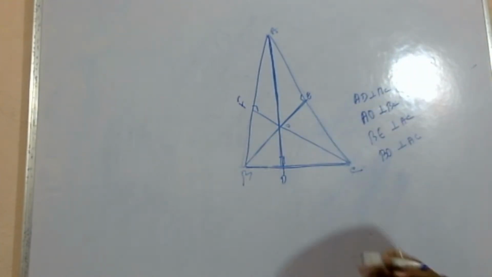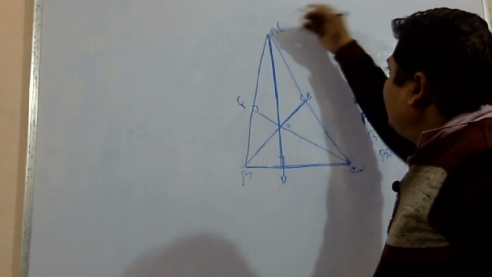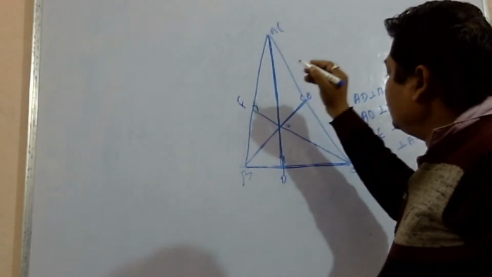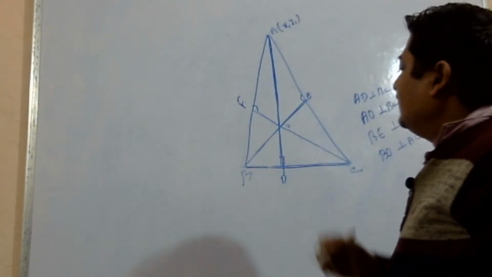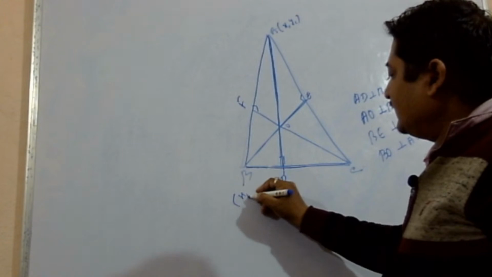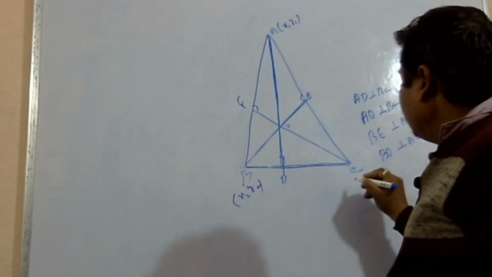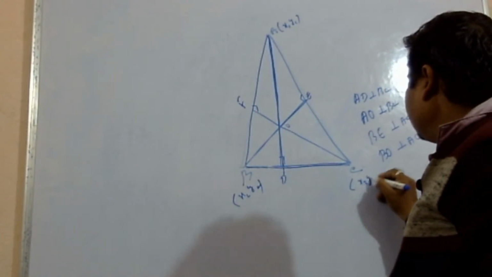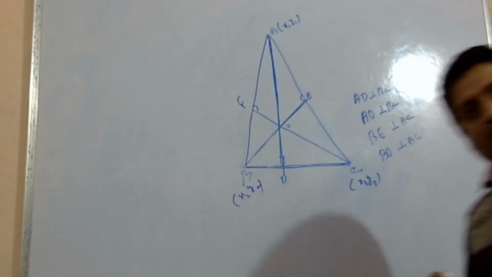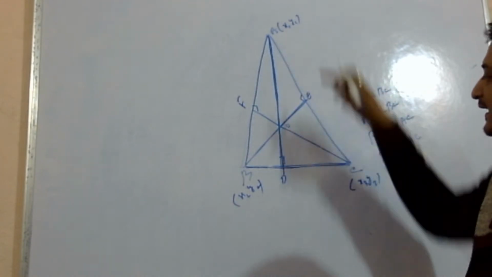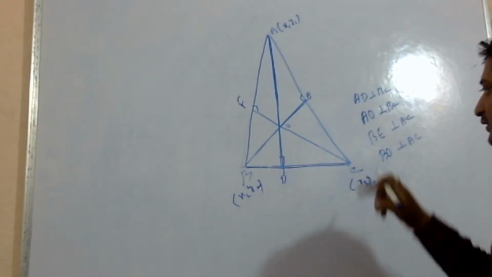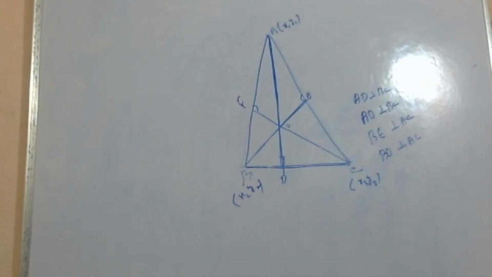Now ABC is a triangle. I am taking any vertex A with coordinates x1, y1, B with coordinates x2, y2, and C with coordinates x3, y3. Okay. Now you see, AD is perpendicular to BC, I am taking.